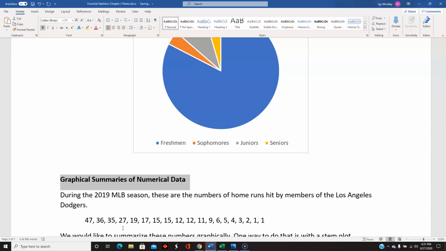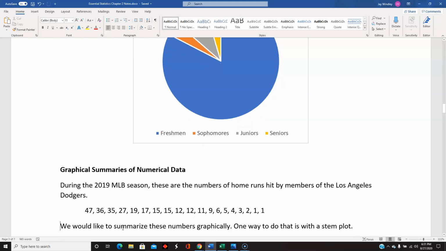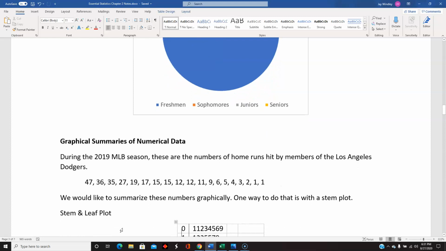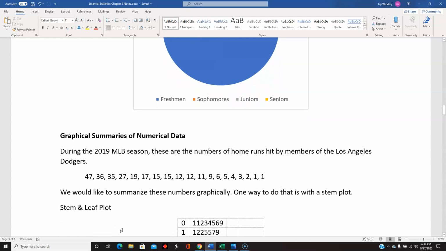Then we turn our attention to graphical summaries of numerical data. Okay, so for example, during the 2019 season, these are the numbers of home runs hit by players on the Los Angeles Dodgers. So this is numerical data, and we would like to summarize these numbers graphically. One way to do that is with a stem and leaf plot.